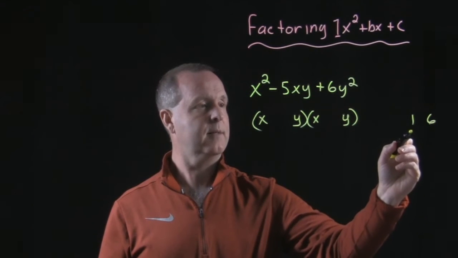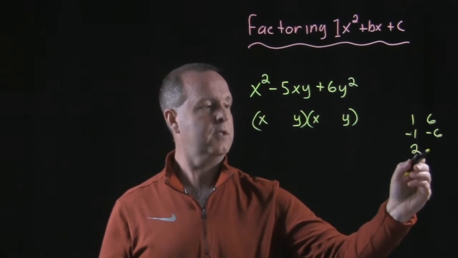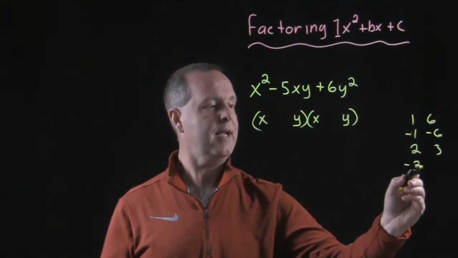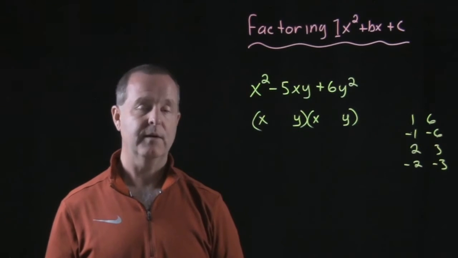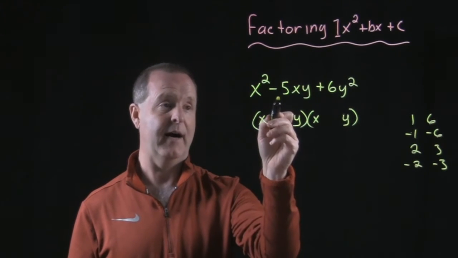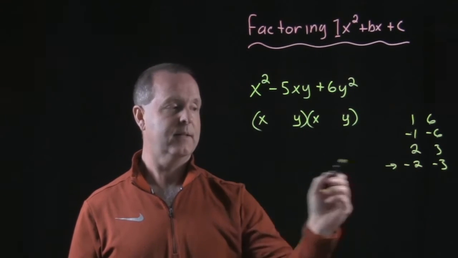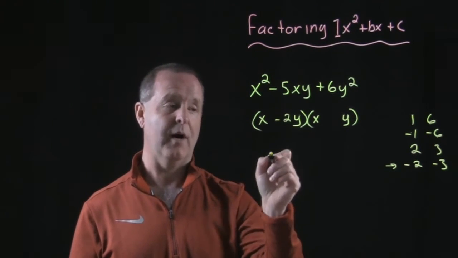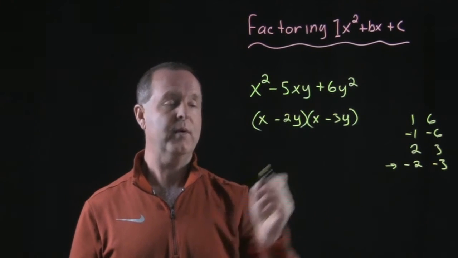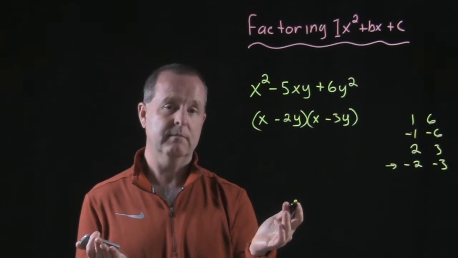1 and a 6, a -1 and a -6, 2 and a 3, and a -2 and a -3. So out of those 4 pairs, which ones add up to a -5? Looks like that pair right there does. So I would have a -2y and a -3y. And if you're not convinced, let's multiply those.